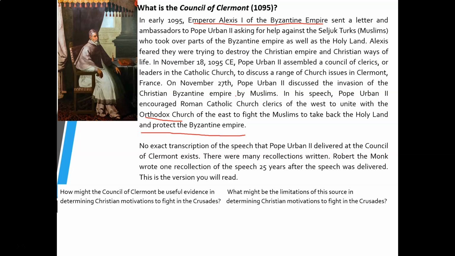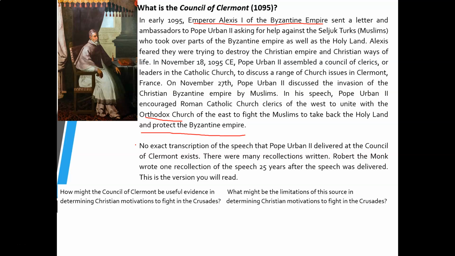Now, the Pope has a lot more influence than the Eastern Orthodox Church. So he has this meeting and tries to say, let's unite together to help fight the Seljuk Turks. Let me finish off this last part. There hasn't been an exact transcription of the speech he delivered at this meeting, but there were a lot of different recollections written by people who were in the room. Robert the Monk wrote one recollection 25 years after the speech was delivered, and this is the version you're going to read for our assignment.